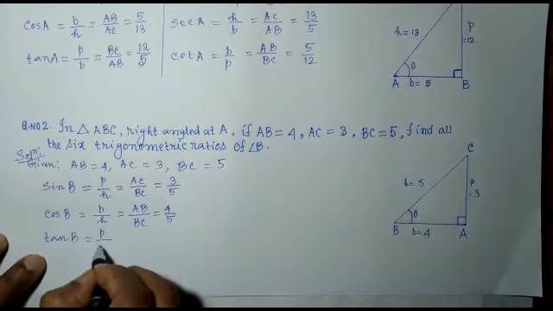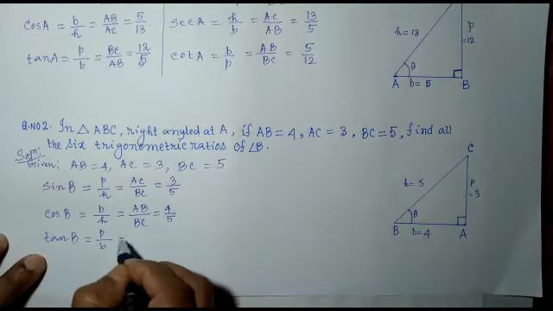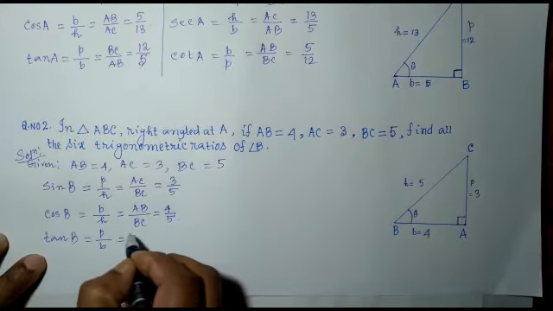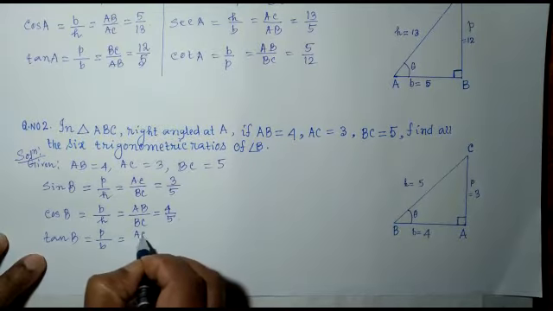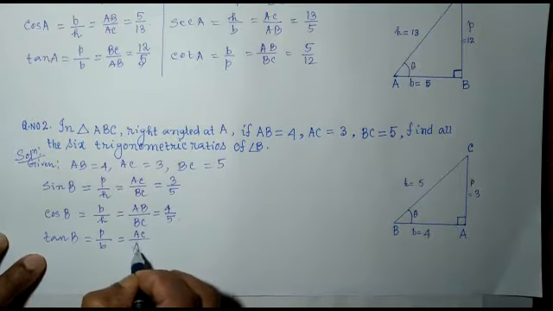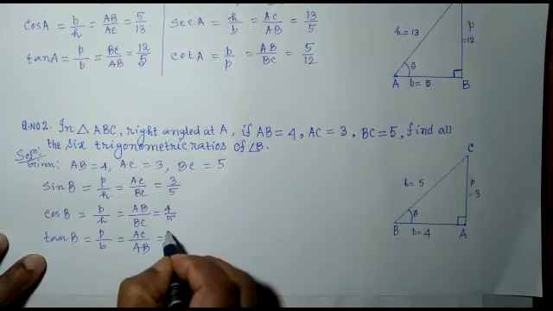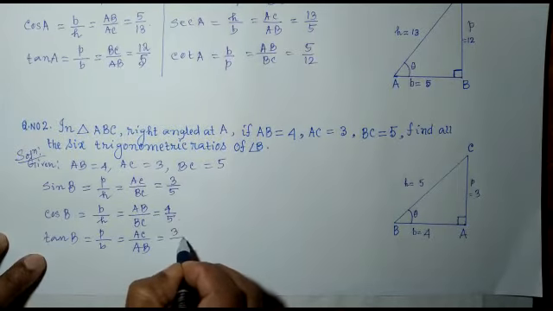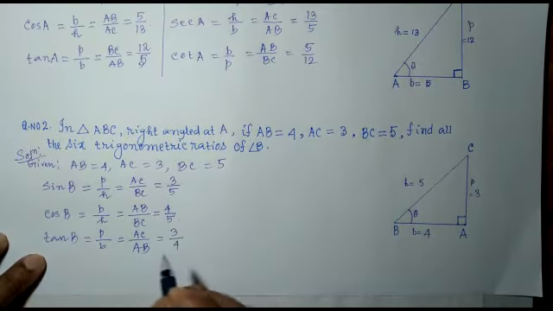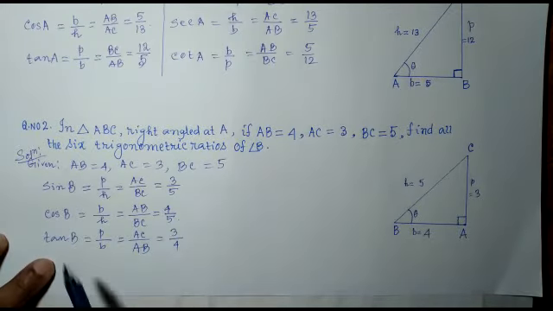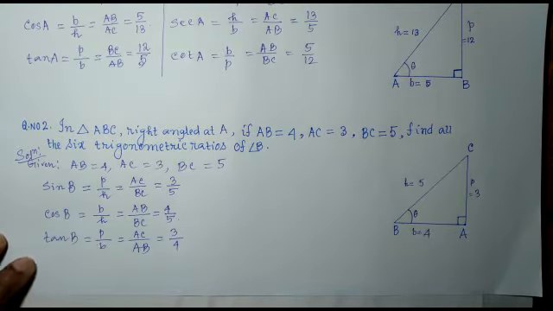And then is tan B, perpendicular by base. So what is perpendicular? Perpendicular is AC in the figure and base is AB. So write the values of AC. AC is 3 and AB is what? 4. So we get the values of sin B, cos B and tan B.